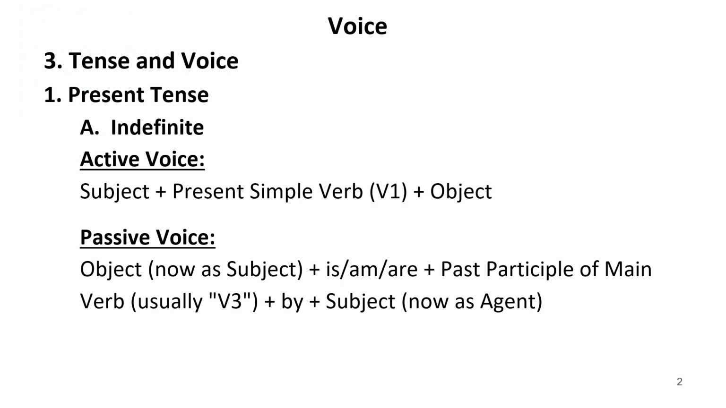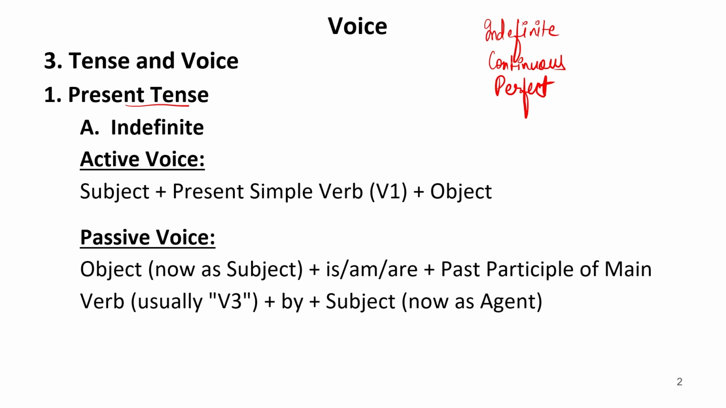Now we know well that we have subdivisions of present tense. We have indefinite present tense, or we can say simple present tense. We have present continuous tense. We have present perfect tense. And we have present perfect continuous tense.